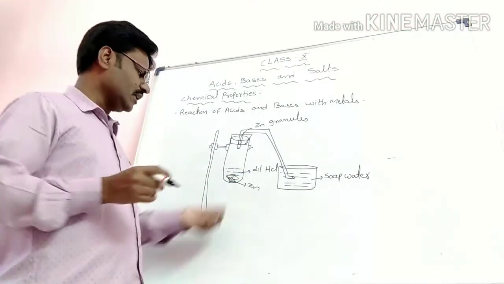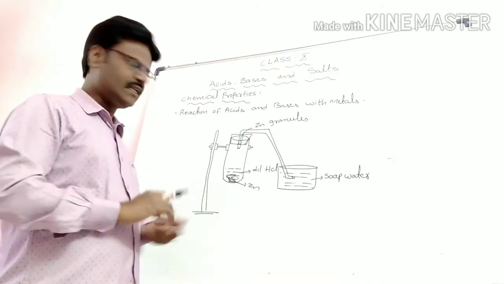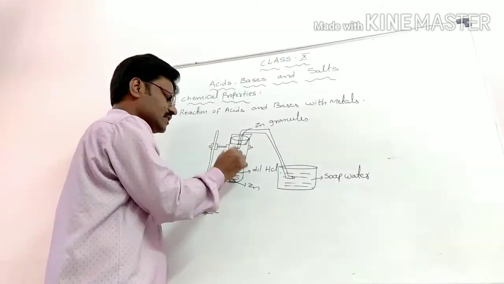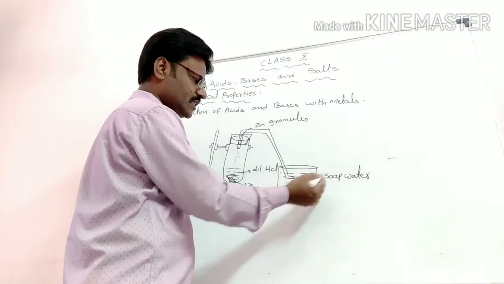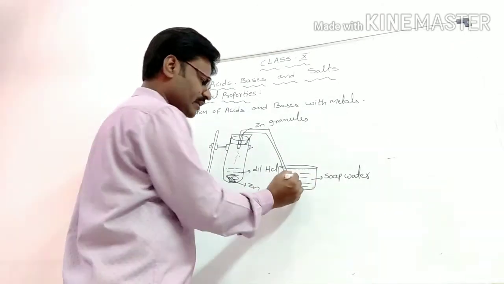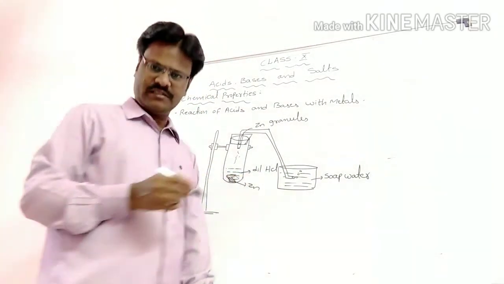The zinc granules react with the dilute hydrochloric acid and release a colorless gas. This colorless gas enters the trough which contains soap water, and bubbles come out.